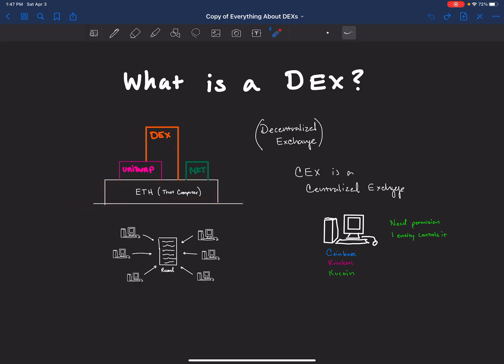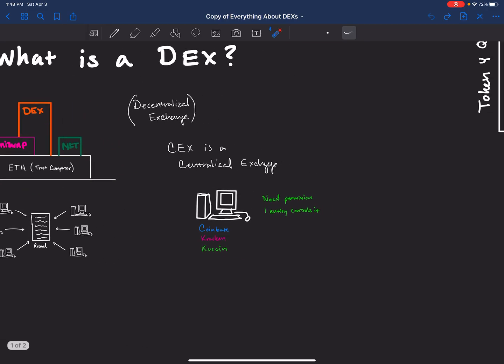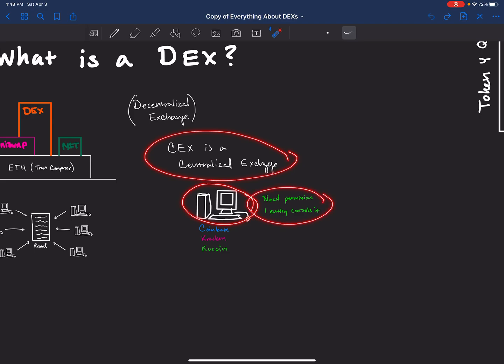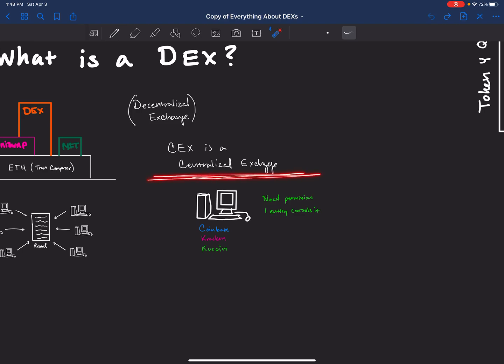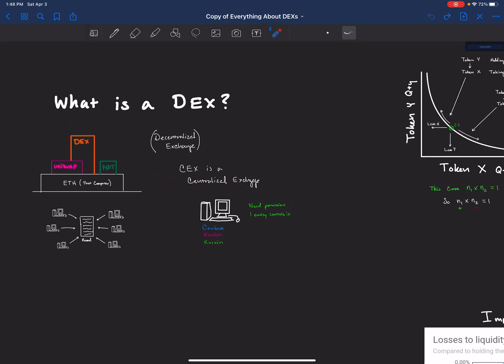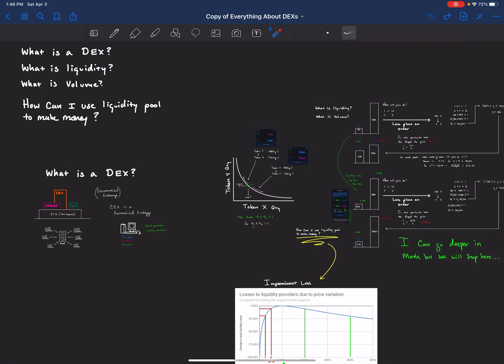So DEXs are decentralized exchanges. Uniswap is a decentralized exchange. These are built on top of this trust computer. As opposed to a CEX, which is a centralized exchange, which just runs on one computer. You need permission to use it. One entity controls it, one corporation. Coinbase, Kraken, KuCoin, Binance, those are all centralized exchanges. They require permission. They say, oh, you need to ask us for permission. Oh, and if we want to run off with your stuff, we can do it. A centralized exchange is not a democratically run entity or trust computer. So you're entrusting one entity in control of your funds.